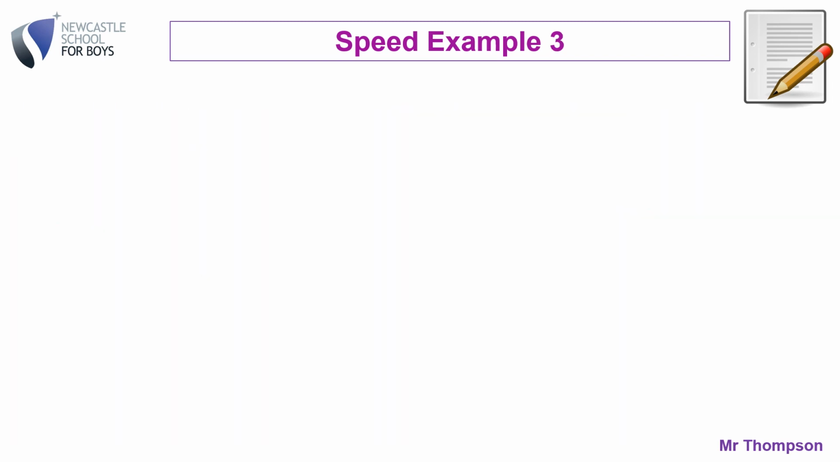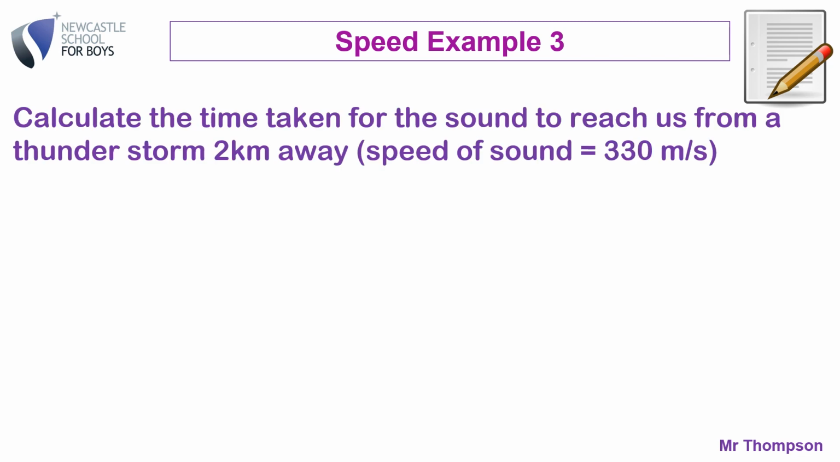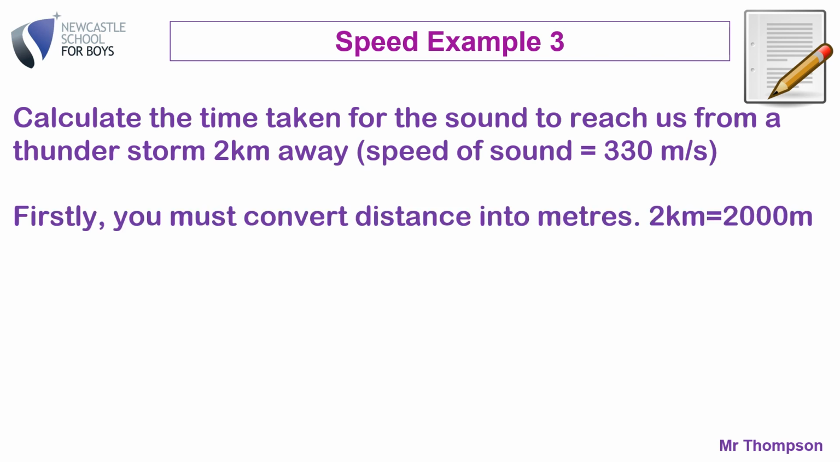Example 3 pulls in the fact that you need to know about the speed of sound, so I thought I'd put that example in. Calculate the time taken for sound to reach you from a thunderstorm 2 kilometers away. The speed of sound I mentioned was about 330 meters per second, so we'll use that value. So first you must convert the kilometers into meters. 2 kilometers is 2,000 meters.